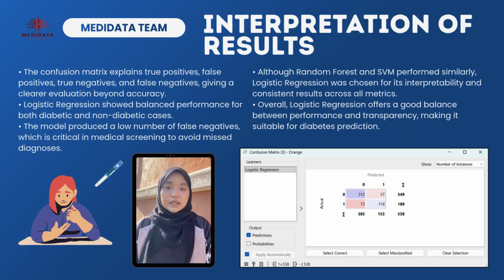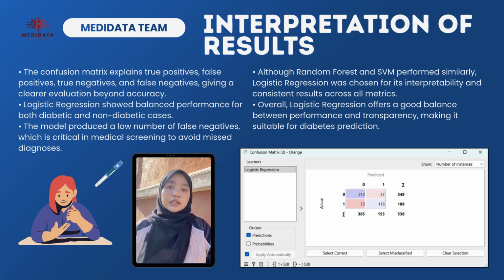The confusion matrix was used to analyze the models' performance in more detail. It explains the number of true positives, false positives, true negatives, and false negatives, providing a clearer evaluation beyond overall accuracy. Based on the results, logistic regression demonstrates balanced performance in predicting both diabetic and non-diabetic cases. This indicates that the model does not favor one class over the other.